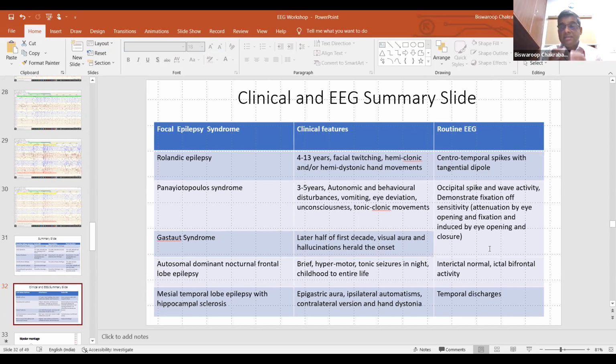That means these discharges disappear with eye opening and fixation, because the occipital lobe is focusing on fixation at that time, and they are induced by eye closure and darkening. The "eye opening" earlier was a typographical mistake, so I'm sorry. So attenuation by eye opening and fixation, and induced by eye closure. Once you ask them to close their eyes, the discharges would come back. This is the classical fixation-off sensitivity seen with occipital epilepsy.